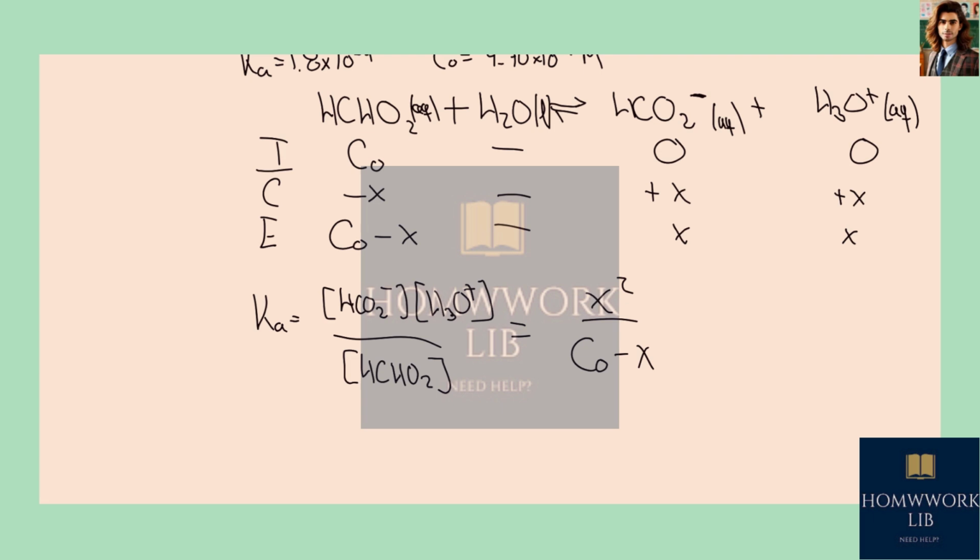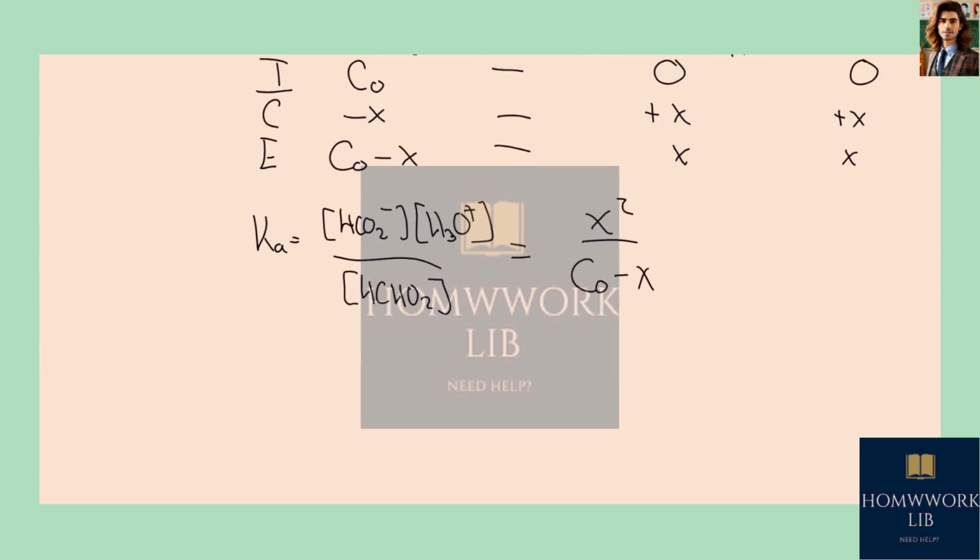So over here we have two options. Both of them are going to give us very similar results. The first one is to solve the full quadratic expression that comes from this. So the quadratic corresponding to this equation would be Ka times initial concentration minus Ka times x is going to be equal to x squared.